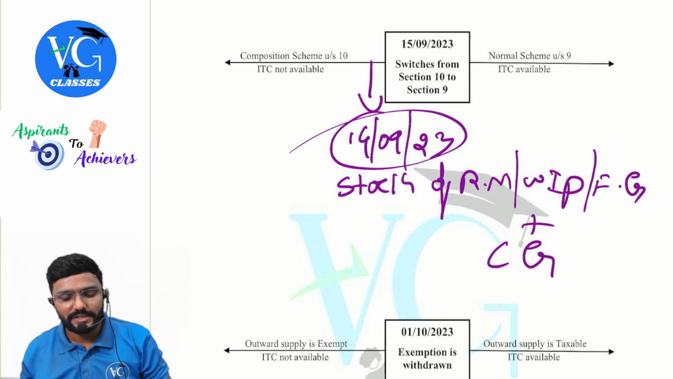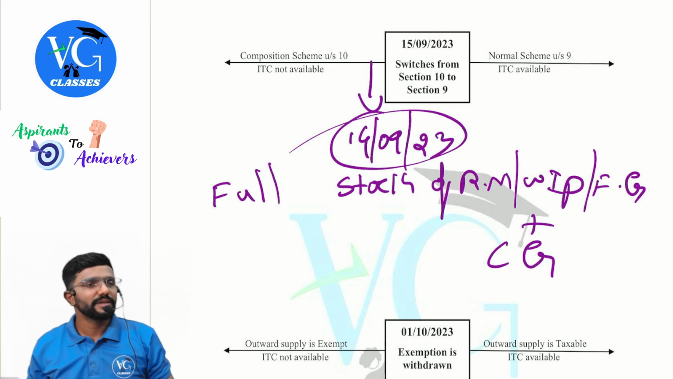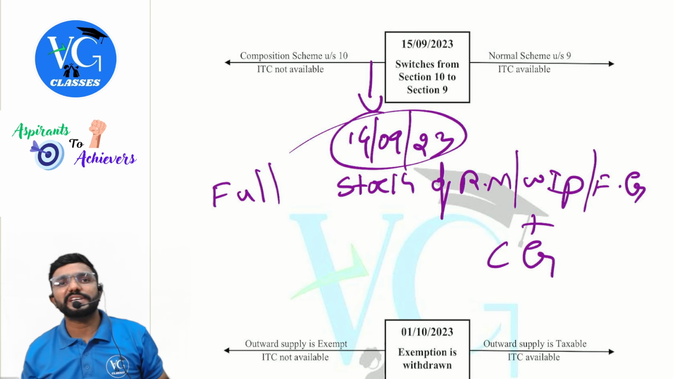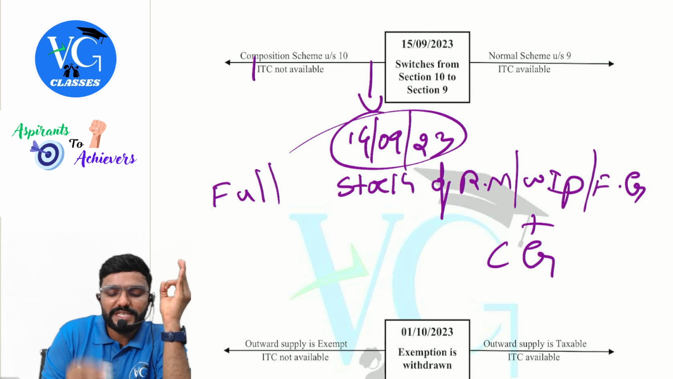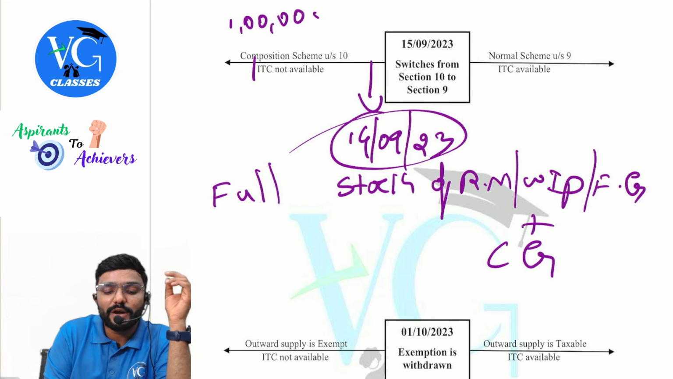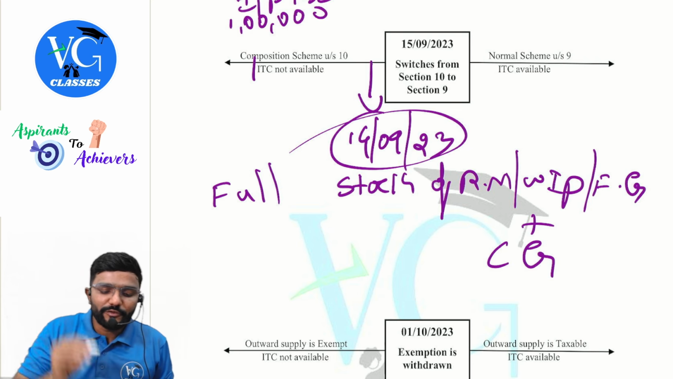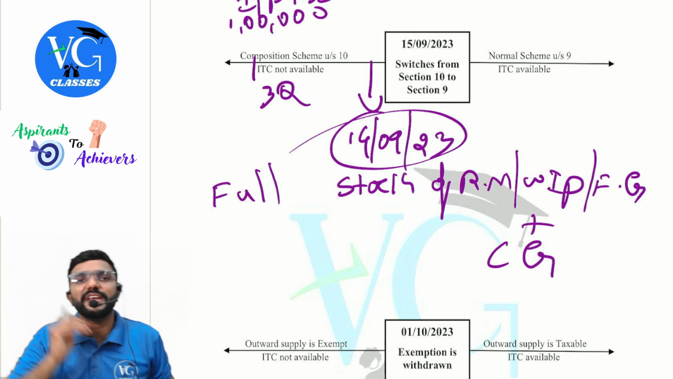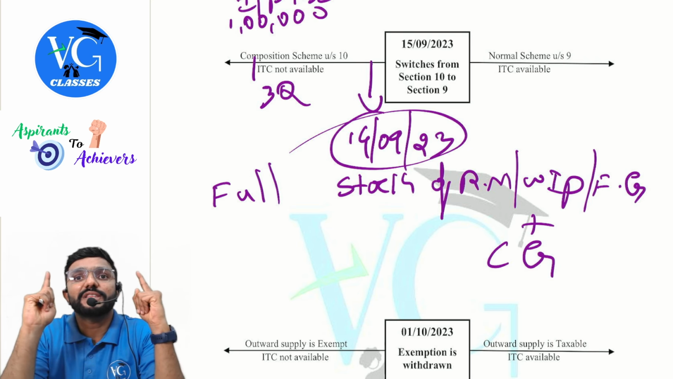Is that clear? Yes. See, on raw material, WIP and finished goods, you can claim full credit. Whereas on capital goods, you cannot claim full credit. Listen, guys. I had purchased capital goods somewhere here, and I have paid 1 lakh input tax on capital goods. How much I have paid? 1 lakh. And before 14th September, I have used it for 3 quarters.